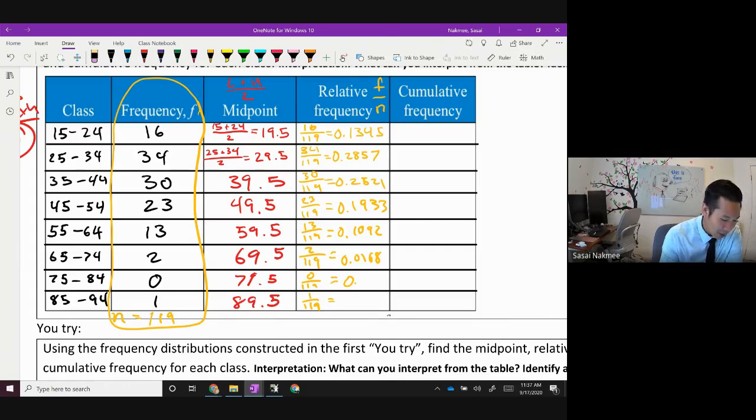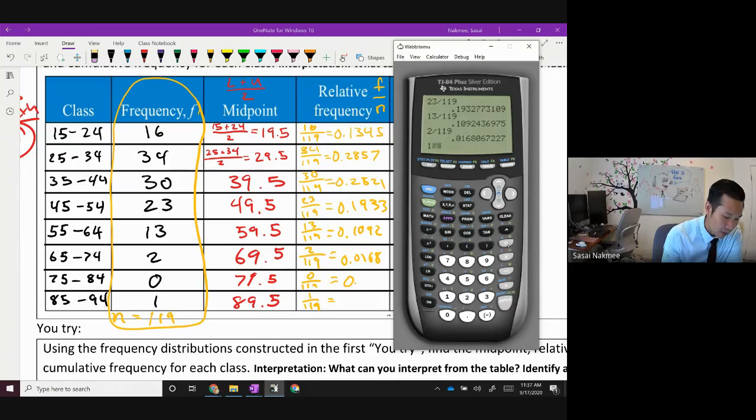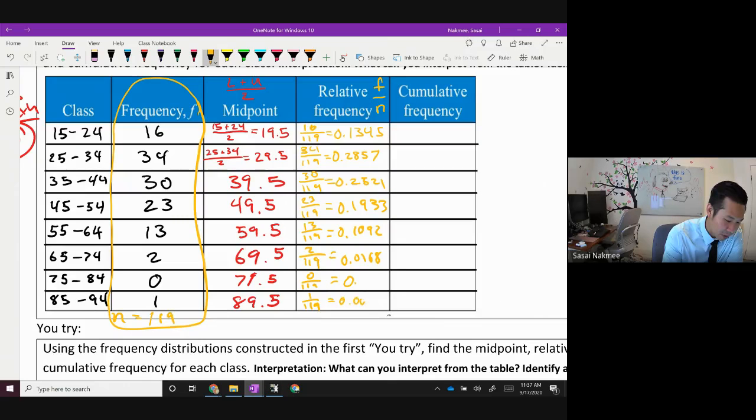Careful. There we go. And the last one is 1 over 119. That's going to be 0.0084. 0.0084. Woo!